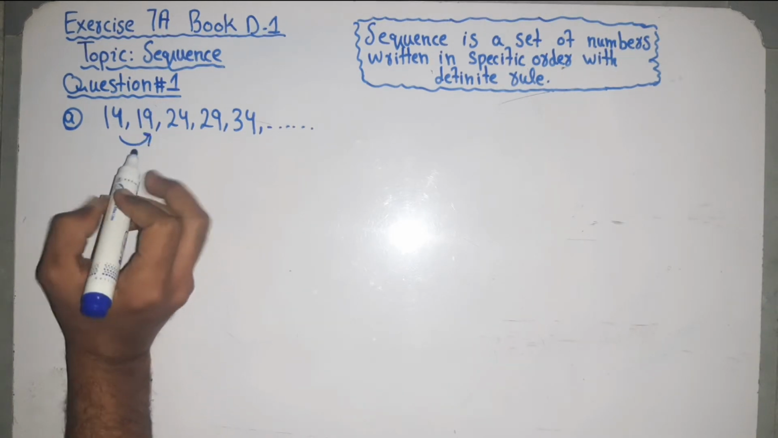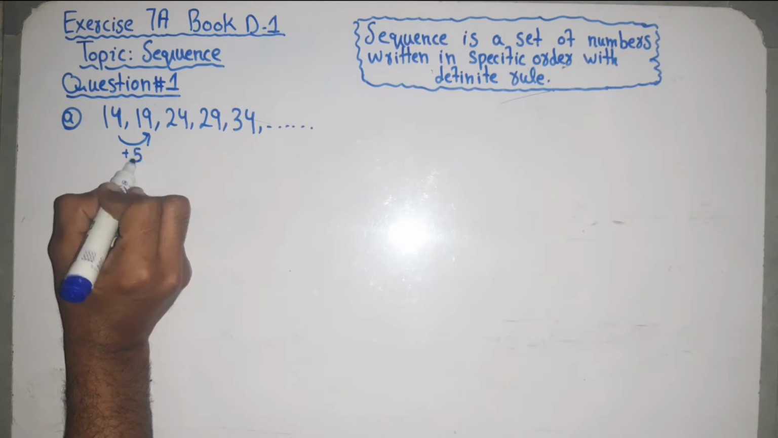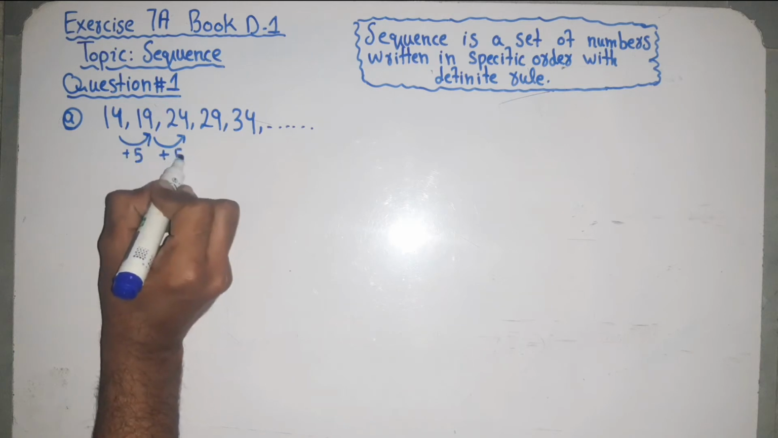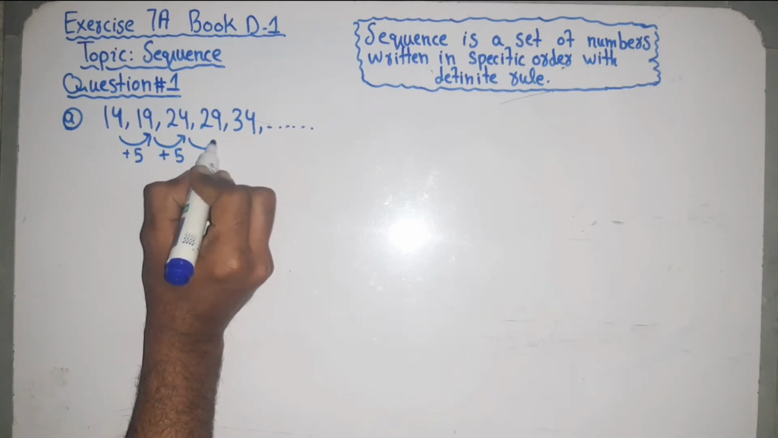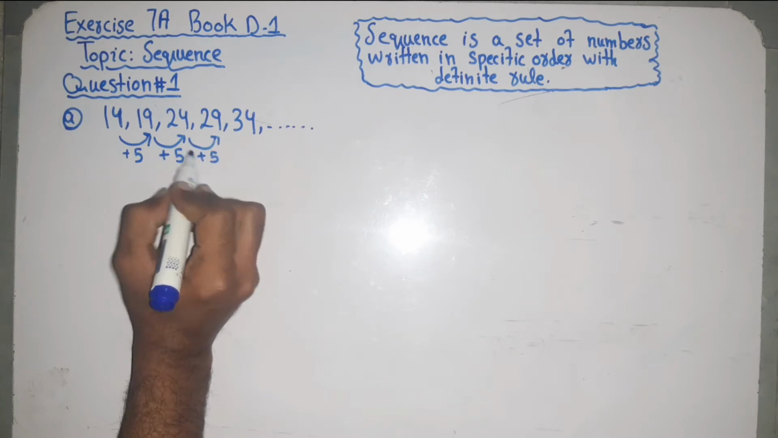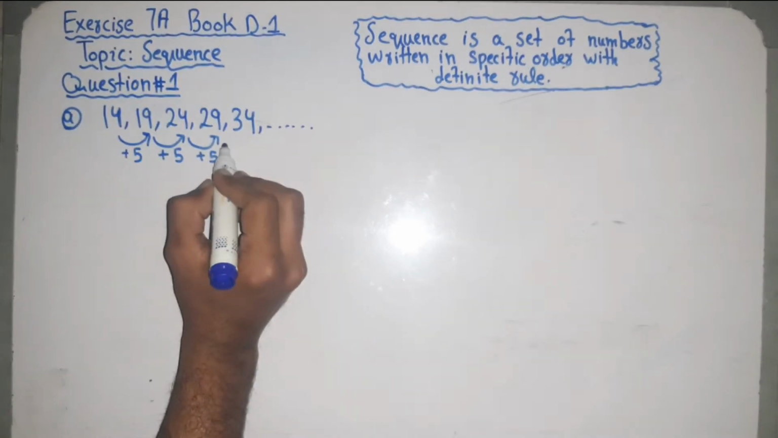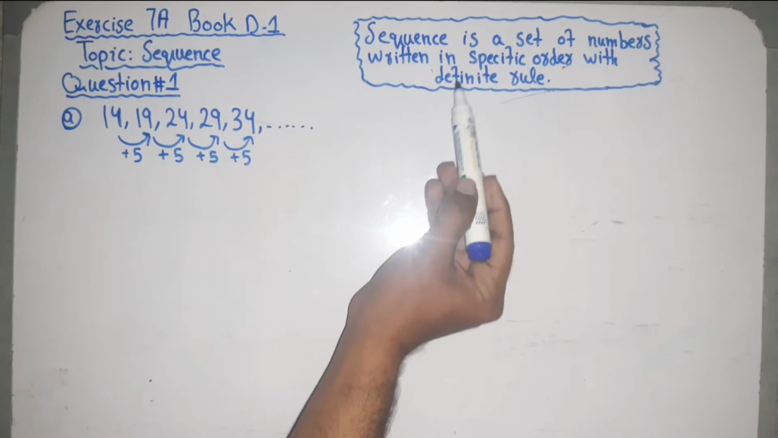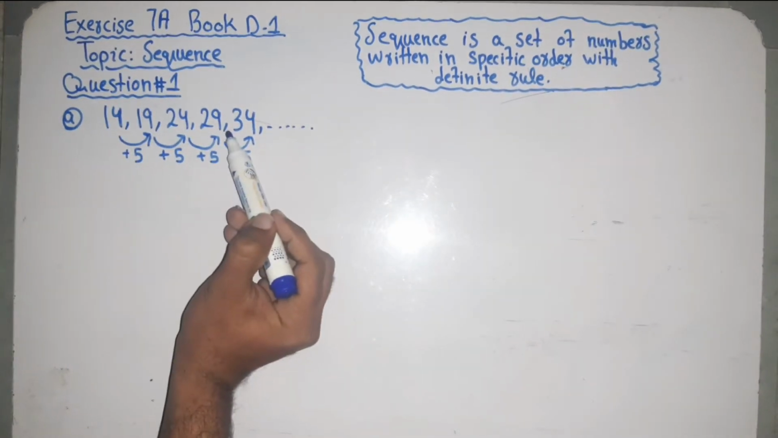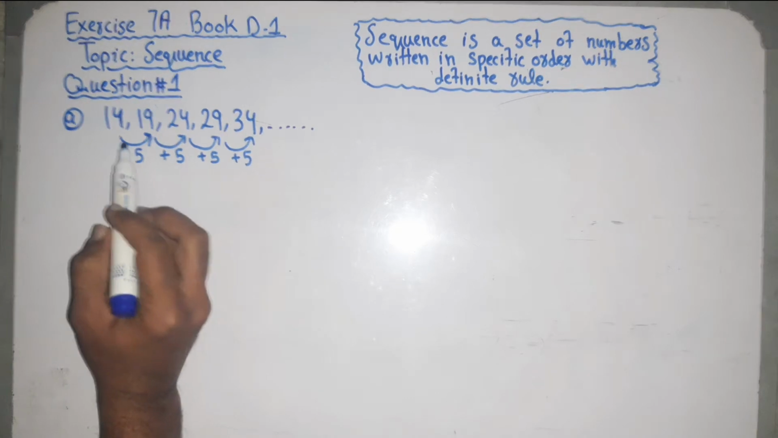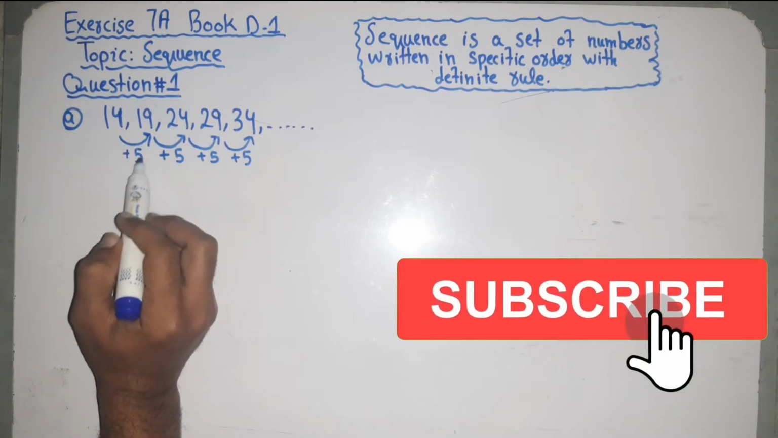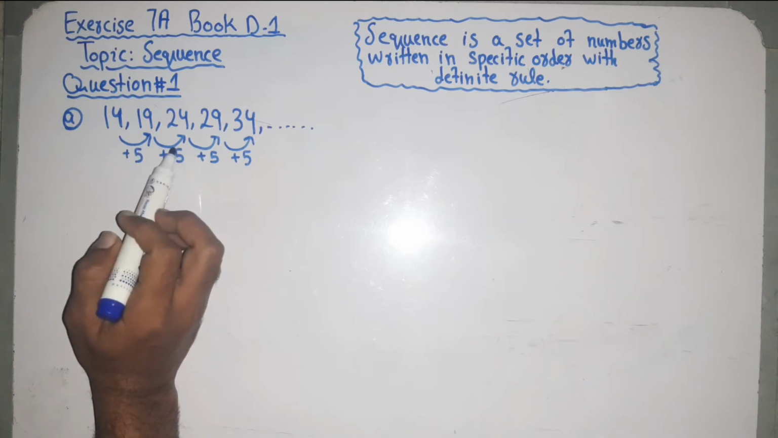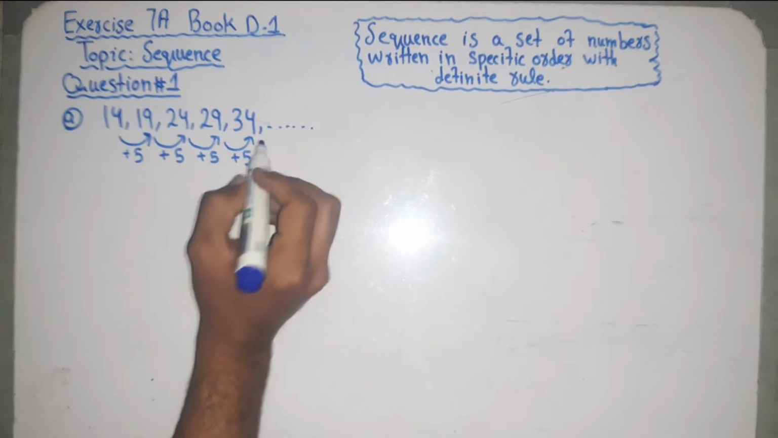If we add 5 to 14, the next term will be 19. Similarly, if we add 5 to 19, we will get 24. If we add 5 to 24 we get 29, and if we add 5 to 29 we get 34. So now you understand the definition. A sequence is a set of numbers that are written in specific order. There is a definite order and rule, and the rule is that we add 5 to the previous term to get the next term.